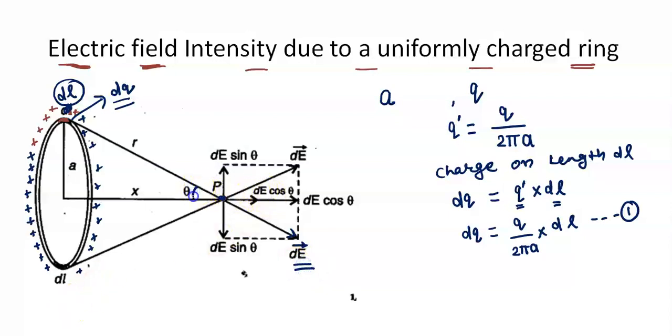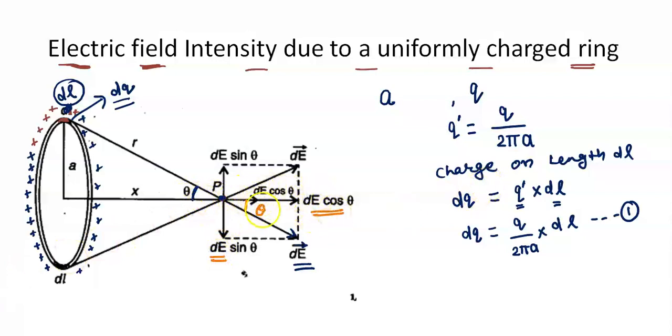Now if this angle is taken as theta, it is obvious that its vertically opposite angle will also be theta. This angle is also theta. Now you can resolve it into components. So the dE vector, if we resolve it into components, will be dE cos theta here and dE sin theta in this direction. This is how you can resolve it into components.